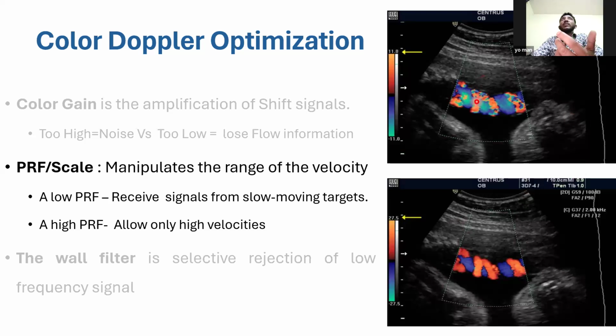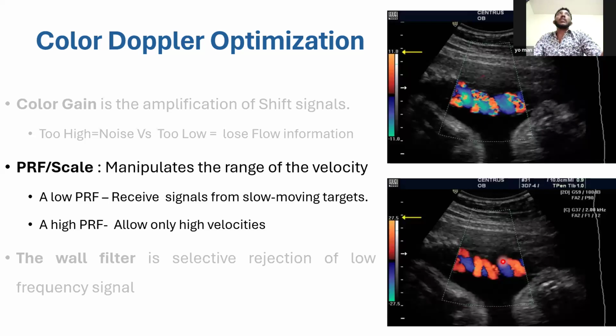For example, on this image, there is aliasing due to low PRF scale. When you encounter such an aliasing effect, there is blue and red in a single vessel. So we can call this a mosaic pattern or aliasing. When we encounter such cases, to obtain the best and cleanest visualization of the color Doppler, we will increase the PRF scale. By increasing the PRF scale, we will not encounter any form of aliasing.